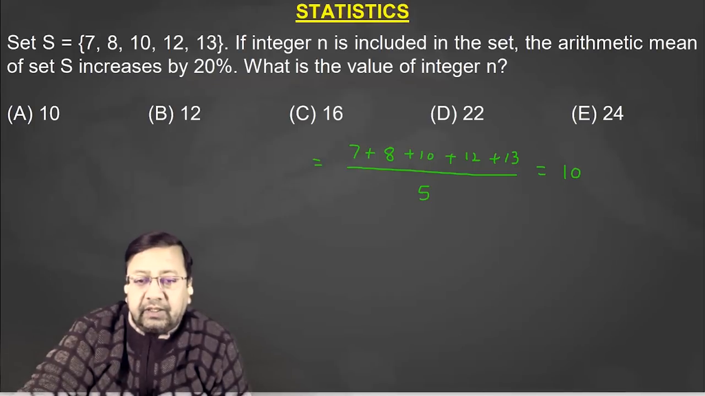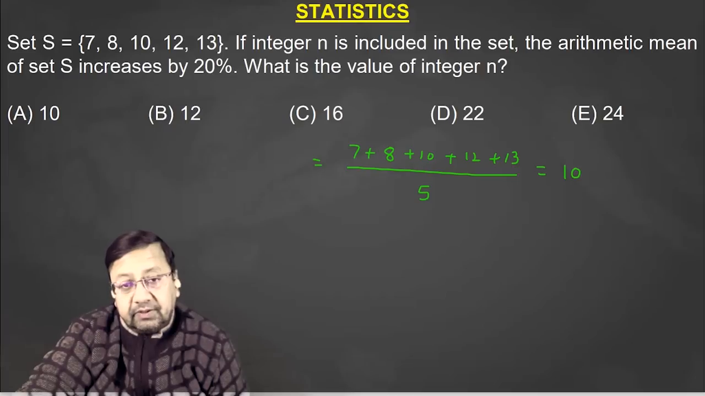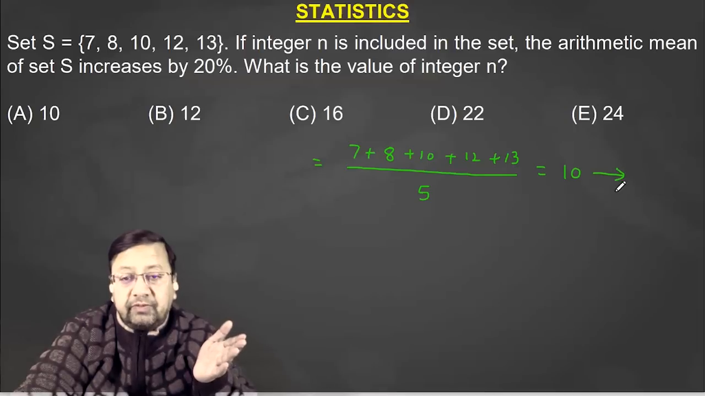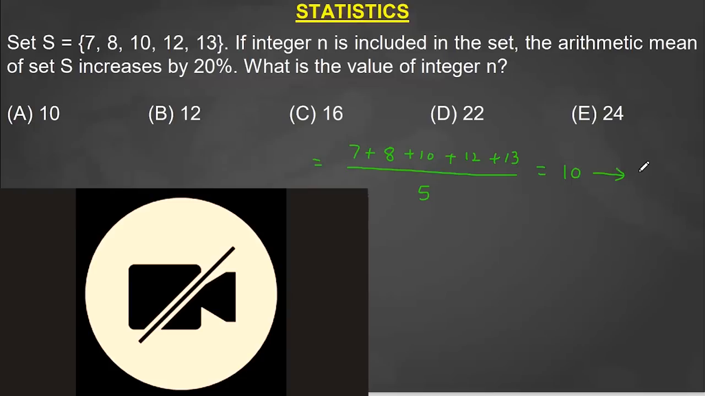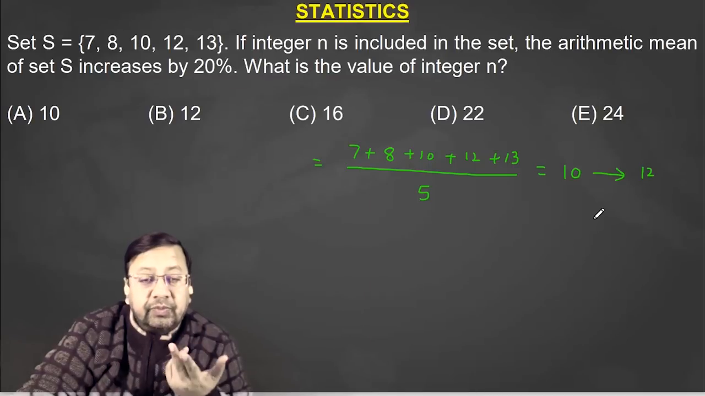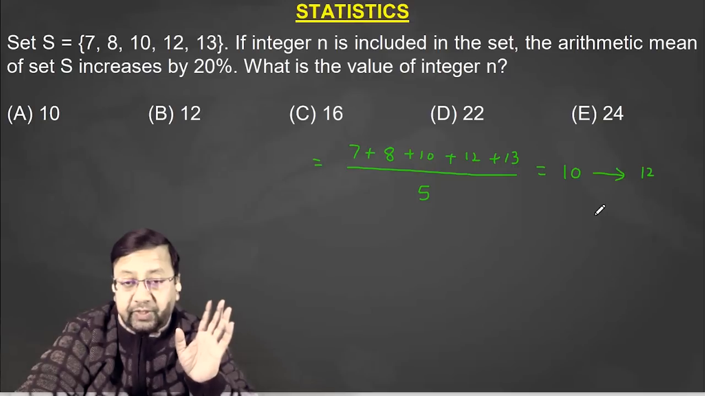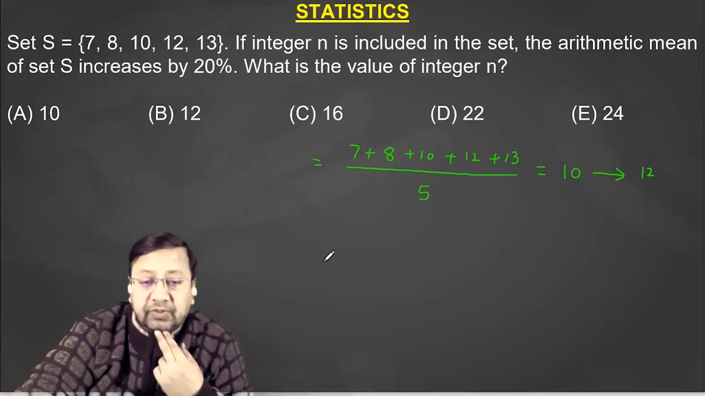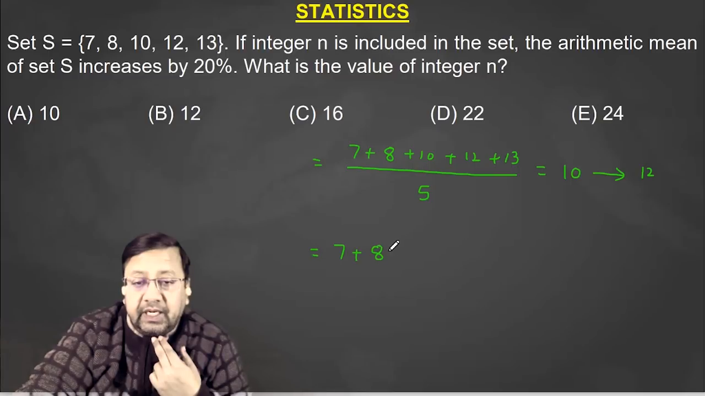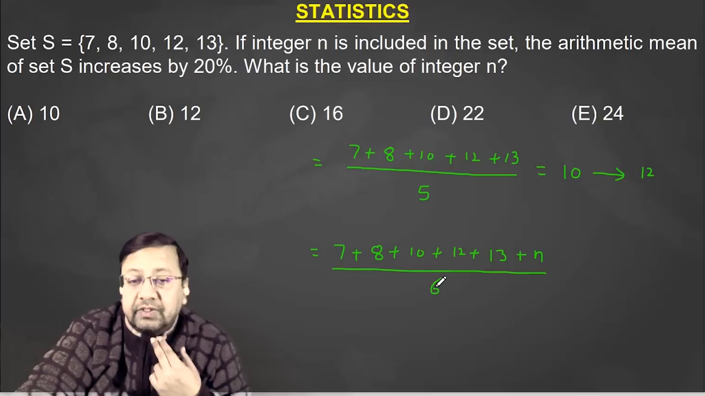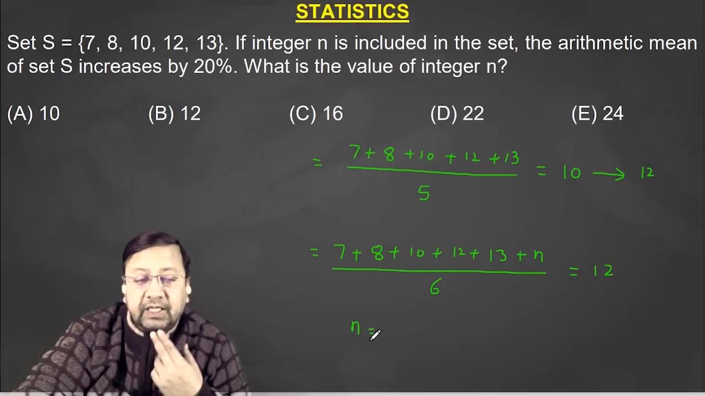And now you need to increase the value by what? 20%, right? So if you increase the value which is 10 by 20%, what should be the value here? 12, right? Now, this is the final value. The arithmetic mean should be 12 by including some value n. So, if I say 7 plus 8 plus 10 plus 12 plus 13 plus n, divided by 6, this should be equal to 12. So, Shashank, tell me what is the value of n you are getting here?